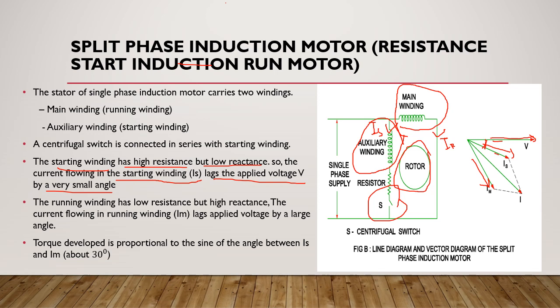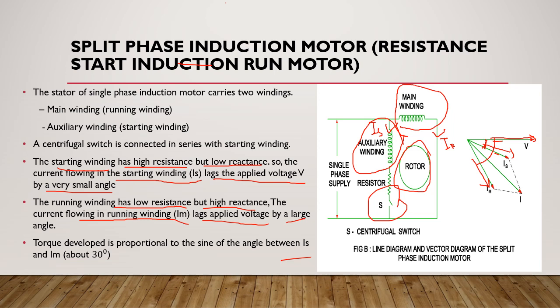The second one, the running winding. It has a low resistance but high reactance. The current flowing in the running winding lags the applied voltage V by a large angle. You see from the vector diagram, between the voltage and IM, there is a very large angle.